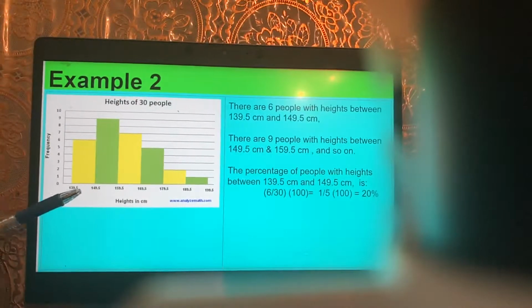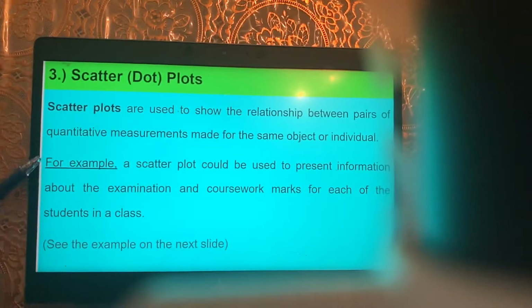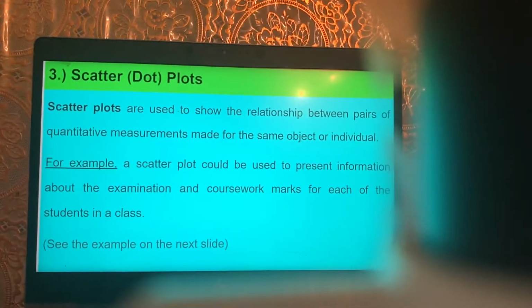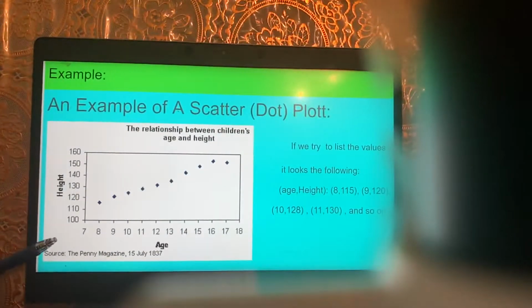Okay, this is the second way we present data, using a histogram. The third one is scatter or dot plots. Scatter plots are used to show the relationship between pairs of quantitative measurements made for the same object or individual. For example, we can use a scatter plot to present information about the examination and coursework marks for each of the students in a class. Another example shows the relationship between children's age and height.